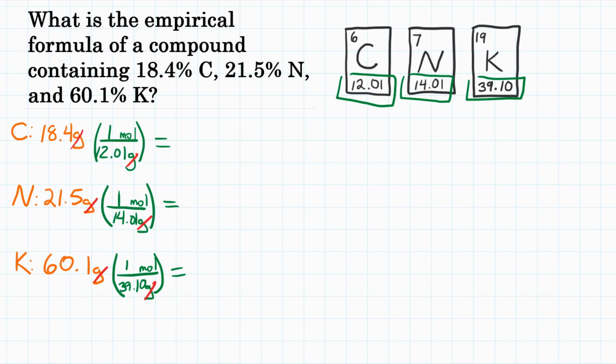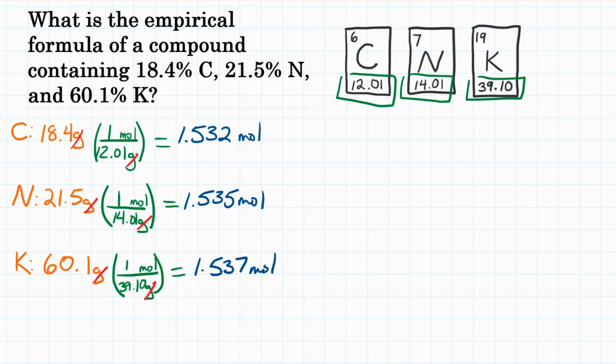So by doing the math, we get for carbon, 18.4 times 1 divided by 12.01 is 1.532. We're left with the unit of moles. For nitrogen, 21.5 times 1 divided by 14.01 is 1.535 moles. And for potassium, 60.1 times 1 divided by 39.1 is 1.537 moles.